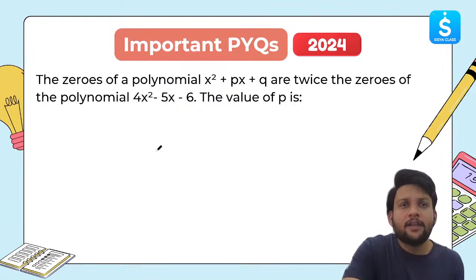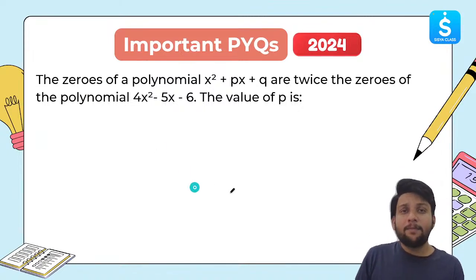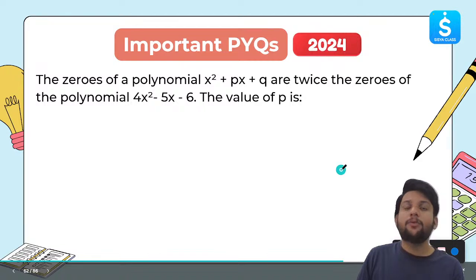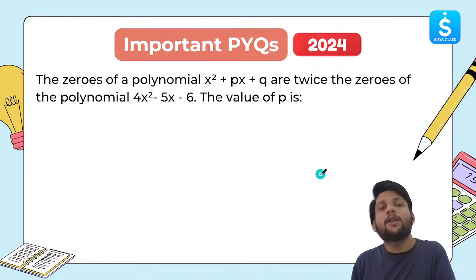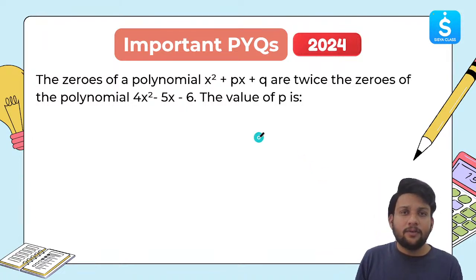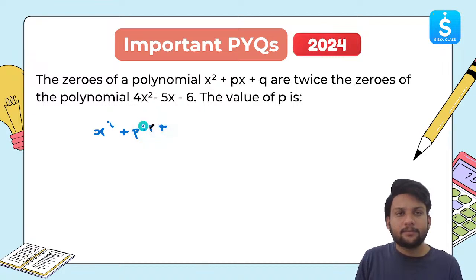Let's move forward. Now we have the zeros of the polynomial x square plus px plus q. This question also came in 2024. Very important. The zeros of the polynomial x square plus px plus q are twice the zeros of the polynomial 4x square minus 5x minus 6. The value of p is what? So we have two polynomials. First is x square plus px plus q, and the second polynomial is 4x squared minus 5x minus 6.